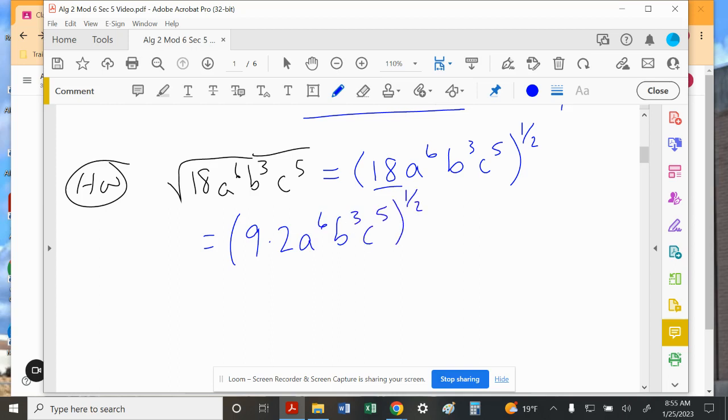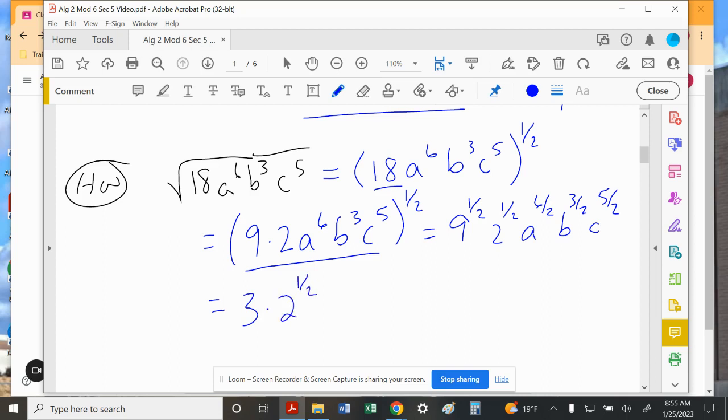And of course, since all of these are multiplied together, and only because they're multiplied together, because remember with the rule, I cannot distribute a power if I have a plus or minus in there. But because these are all multiplied, I can distribute it. So it becomes 9 to the 1/2, 2 to the 1/2, a to the 6 over 2, b to the 3 over 2, and c to the 5 over 2. And of course, we know 9 to the 1/2 power is 3. Times 2 to the 1/2, that does not change.